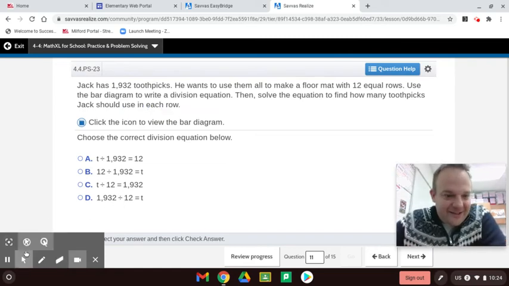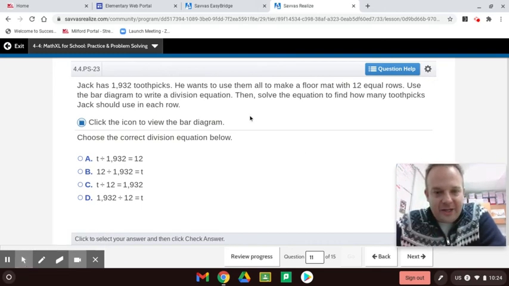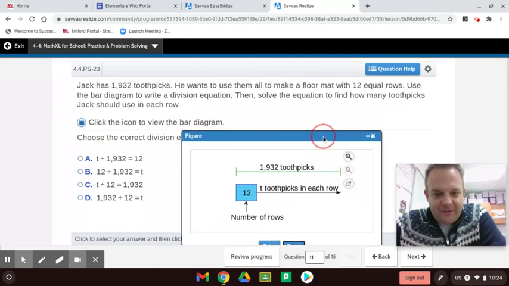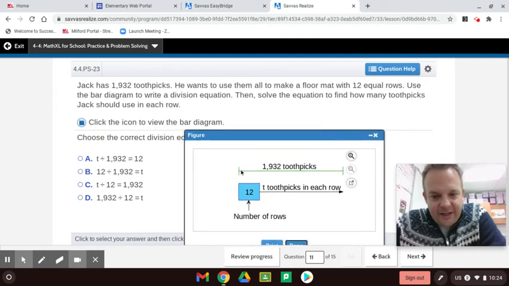Let's see. Jack has 1,932 toothpicks. He wants to use them all to make a floor mat with 12 equal rows. So we're going to divide by 12. Use the bar diagram to write a division equation, then solve. So let's see what the bar diagram looks like. Okay. So in these, this is your whole amount, and you're going to divide by 12, and you're going to get t. This is where the variable goes.